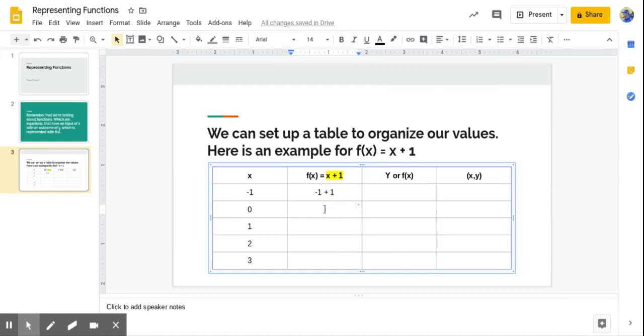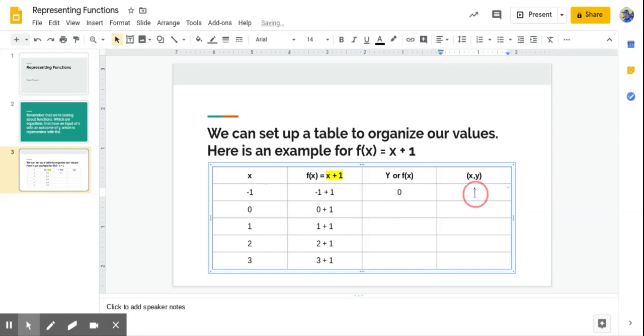And the next row, we're going to say 0 plus 1. Then we have 1 plus 1. We have 2 plus 1. And we have 3 plus 1. The third column is the answer. So the f of x value is equal to whatever x plus 1 is. So when x is -1, it's -1 plus 1, which is just 0.